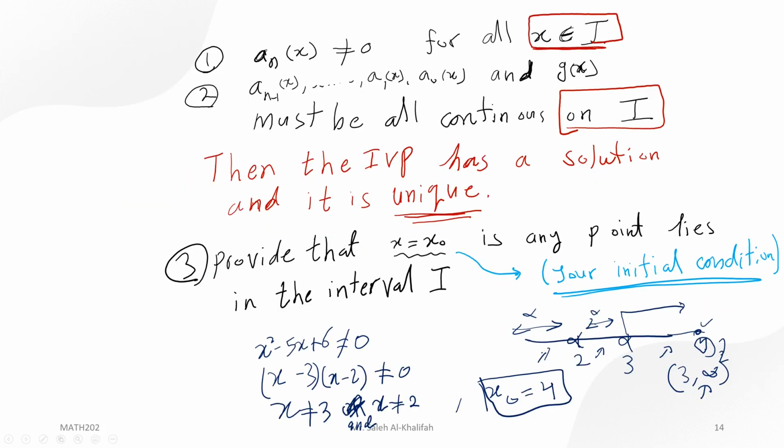تمام؟ Again. طيب. Another case: what if I have like I don't want 2 only and my initial condition is 4, okay? And he asked about the largest interval. I would say 2 up to infinity. That's correct. طيب هل 3 إلى infinity صحيح؟ نعم. 3 up to infinity is correct, but it is not the largest interval.